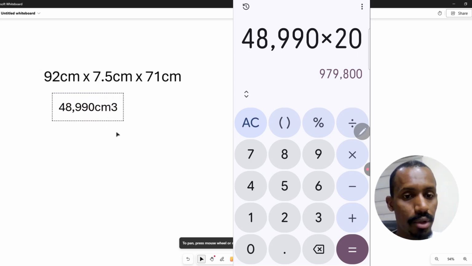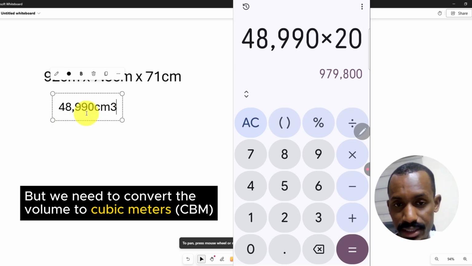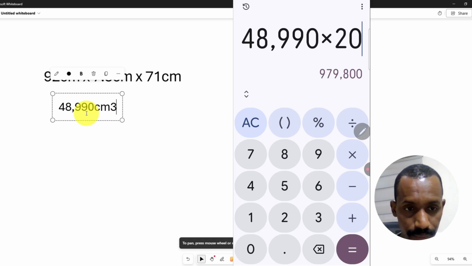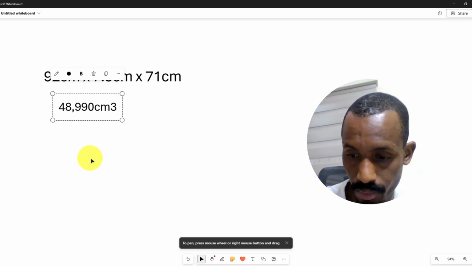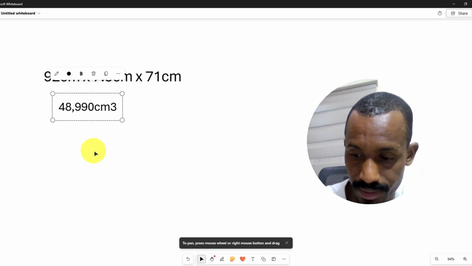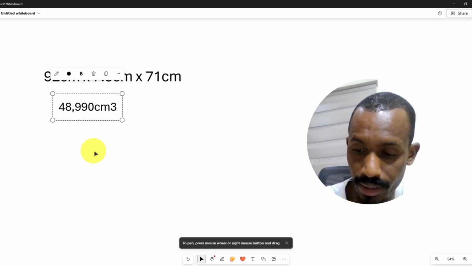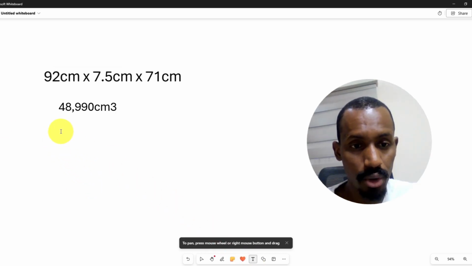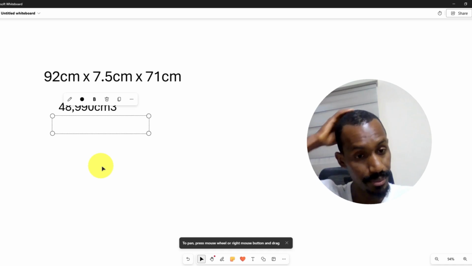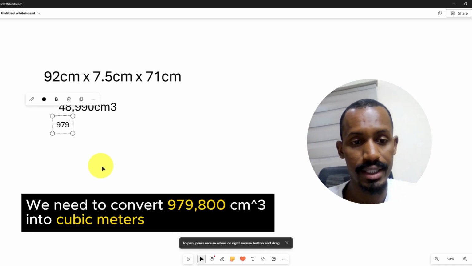But you have to know that they charge us in meter cube, because they say every 1 meter cube, let me write it down, every 1 meter cube is equal to, they charge us $250. Let me put the dollar sign. So that means that we need to convert this into meter cube, so that we can know how much we are going to pay in dollars.